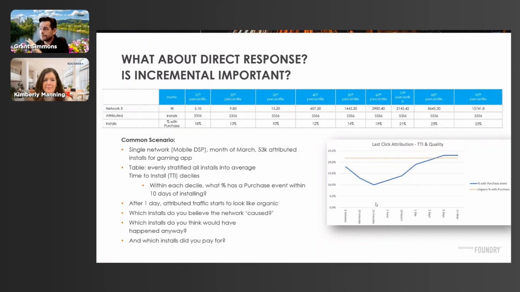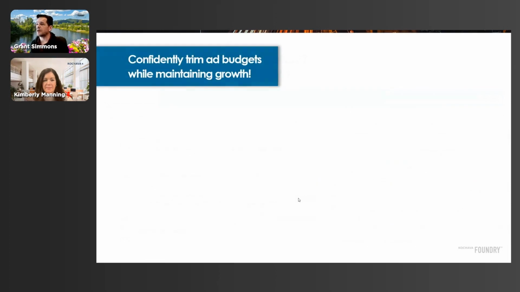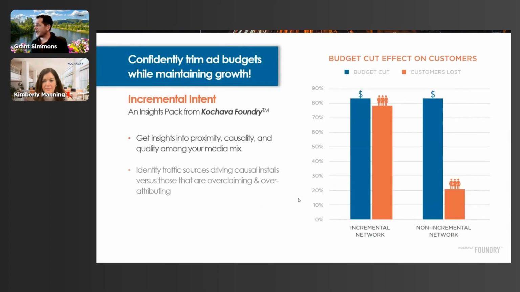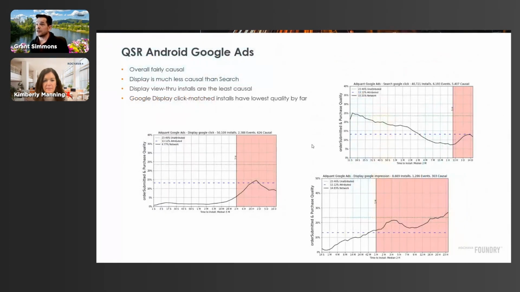Well, you paid for all of them. Really, the causal band is probably about 15 minutes or so. And so this is a tool we offer. We call it incremental intent. And it has a bunch of neat clues. Particularly, we'll look at one for Google Ads right now.